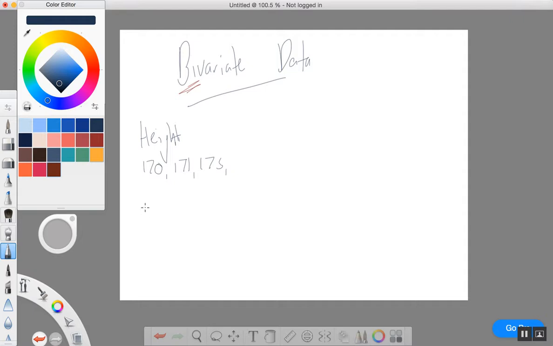I'm going to have my height and weight, so I might get the form height and weight, and they will go together in people. So my first data point might be a height of 170 and a weight of 70 kilos. My second person might have a height of, say, 173 and a weight of 78 kilos. My next person might have a height of 175 and a weight of 82 kilos. You get the idea. What we can do with our bivariate data is we can now go and graph these.